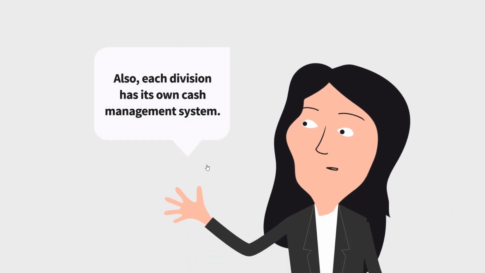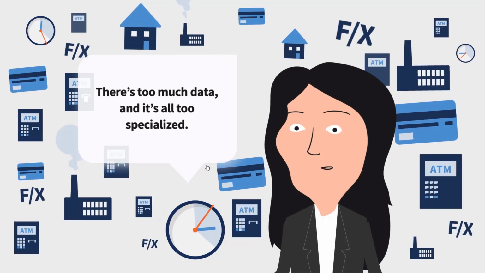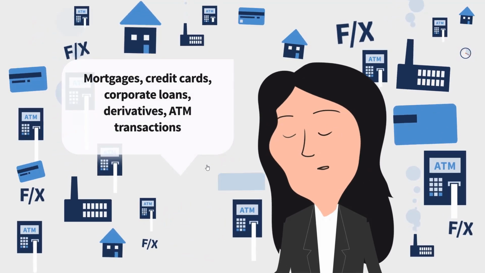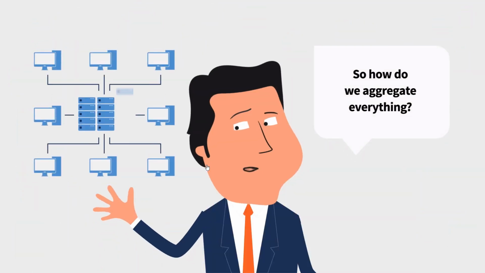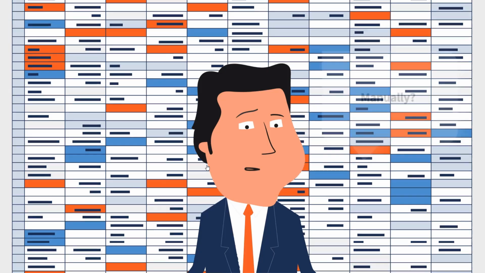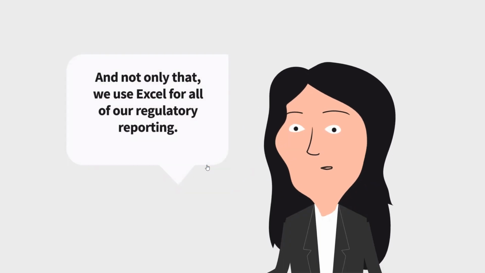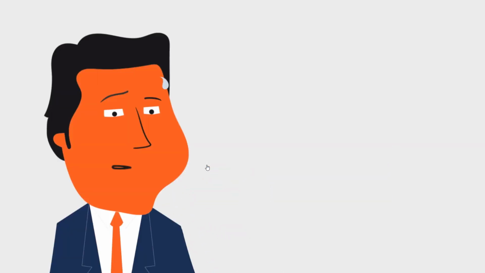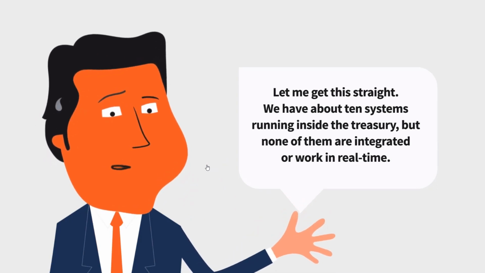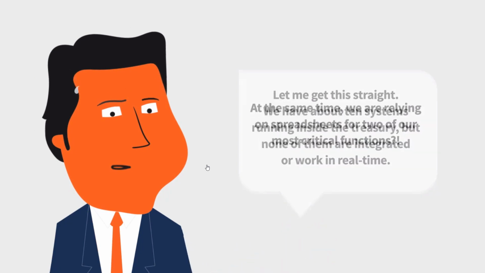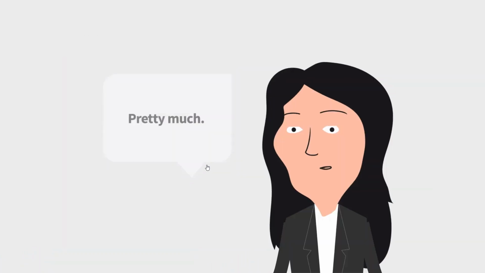Great. Also, each division has its own cash management system. Really? Why? There's too much data and it's all too specialised. Mortgages, credit cards, corporate loans, derivatives, ATM transactions. They all behave completely differently. So how do we aggregate everything? Excel. Manually? Yes. And not only that, we use Excel for all of our regulatory reporting. Let me get this straight. We have about 10 systems running inside the Treasury, but none of them are integrated or work in real time. At the same time, we're relying on spreadsheets for two of our most critical functions? Pretty much.